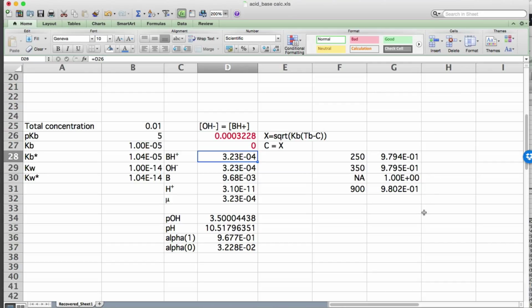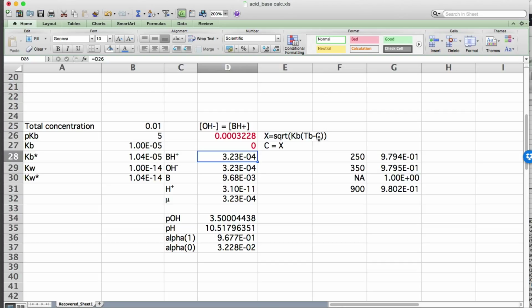Okay, this is round 2 of our weak acid, weak base calculations. And this example is calculating the pH of a weak base solution. So the setup for this is identical to our weak acid solution, except in this case, we're calculating the OH minus concentration as X. And so that's the square root of the Kb times the total base minus C, which again would be the OH minus concentration.